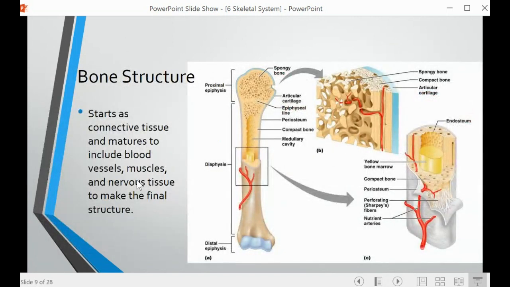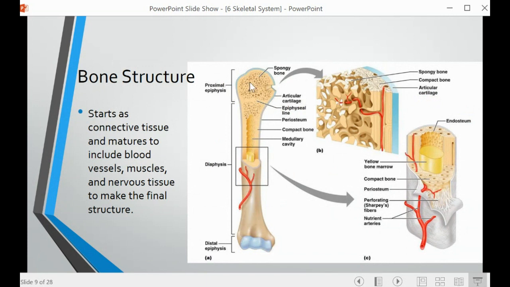Okay. So what does a bone look like? Let's talk about our bone structure. It starts as that connective tissue, and it's going to mature to include the bone, the blood vessels, the muscles, and some nervous tissue to make the final structure. Now, there's two different types of bone tissue or osseous tissue. Okay? So up here, you can see this looks sort of spongy, and so we call that spongy bone. We also call it cancellous bone, cancellous with a C. And then we have compact bone right here. Okay, so we have the spongy bone and we have the compact bone. So you'll see we have this spongy bone or cancellous bone here. And then along the edges, we have all this compact bone.